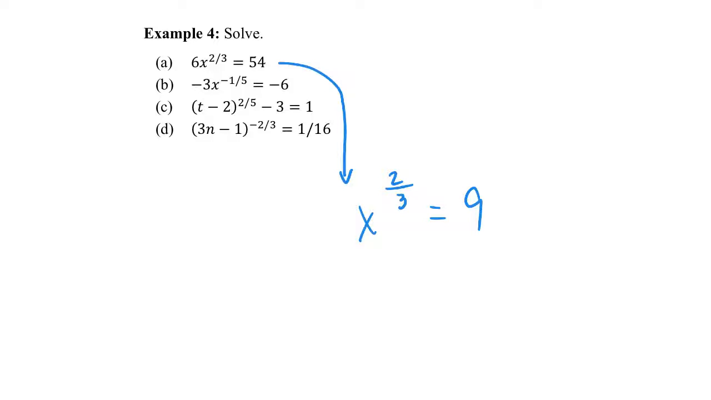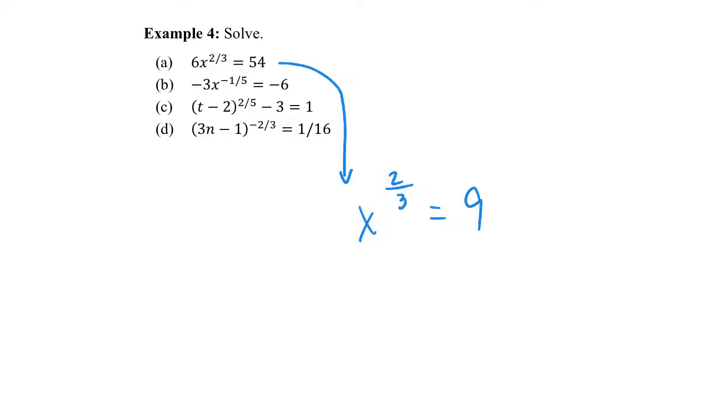Step 1. Isolate the variable with the exponent. Step 2. Raise both sides to the reciprocal of that exponent. So step 1 is isolate the variable with the exponent. Step 2 is raise both sides to the reciprocal of that exponent.